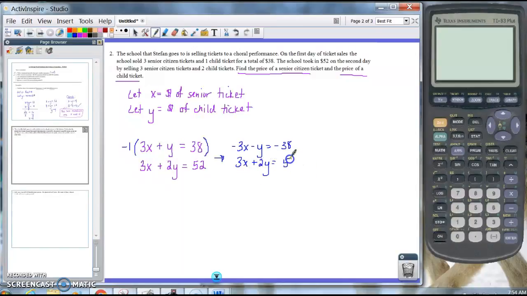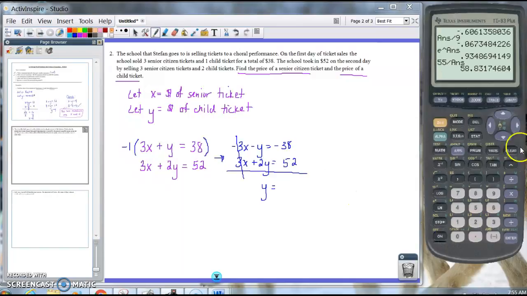And the reason I did that was because I'm going to eliminate. When I add my two equations, my x's drop out. So negative y plus 2y leaves me with 1y. Negative 38 plus 52, if you're not sure, do that on your calculator. Negative 38 plus 52 gives me 14.